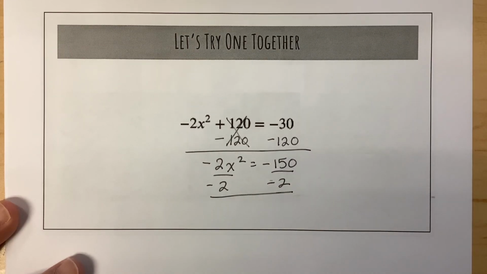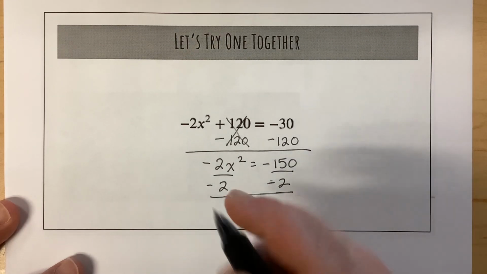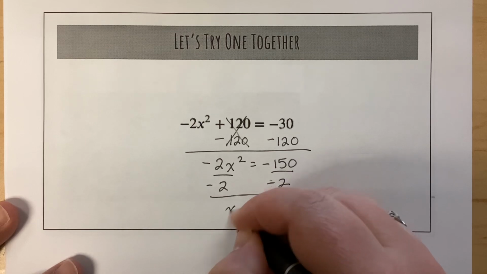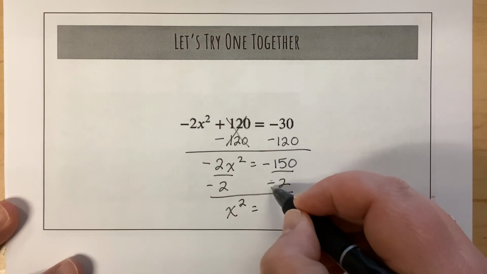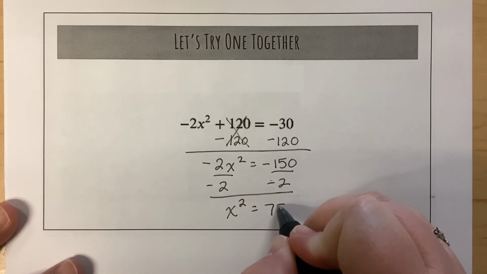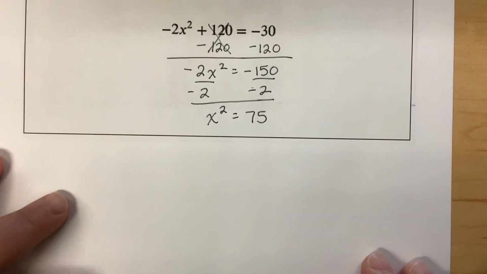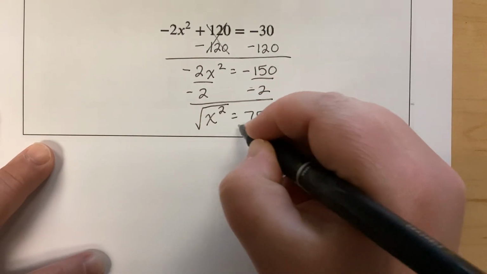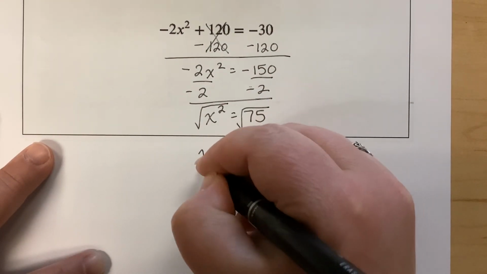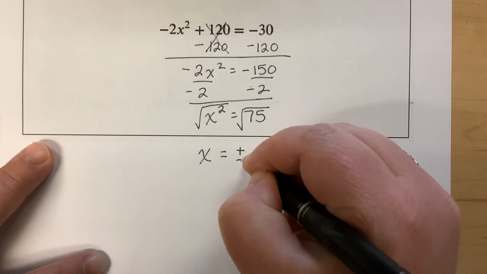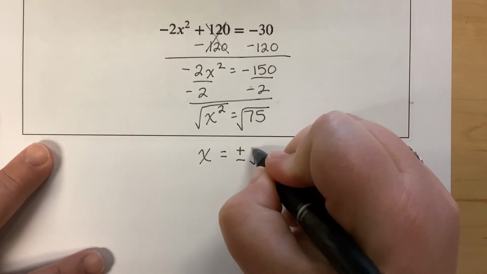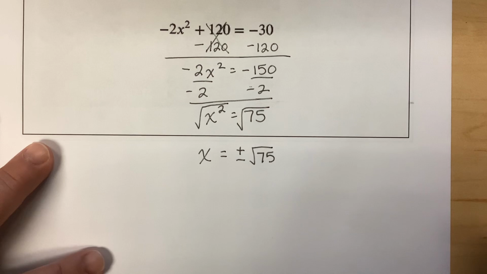And I'm going to get x squared equals negative, or not negative, sorry. So x squared is negative divided by negative is positive 75. So now that the x squared is isolated, I can take the square root of both sides, leaving me with x equals plus or minus square root of 75. 75 is not a perfect square, so we're going to have to do a little more work.